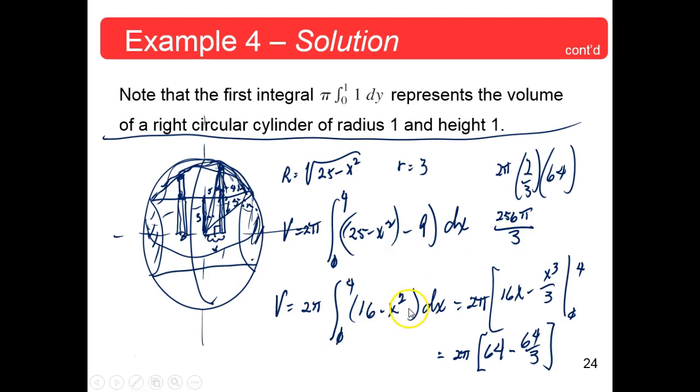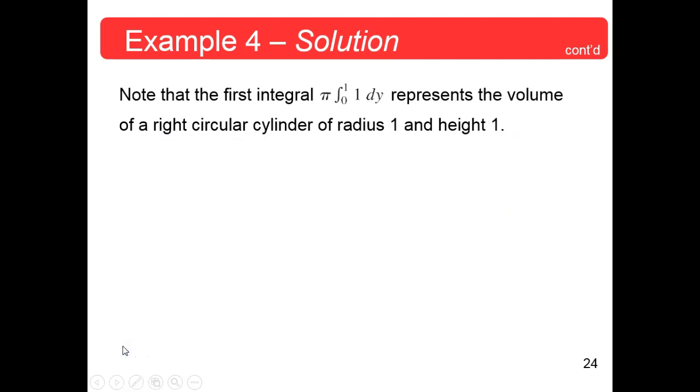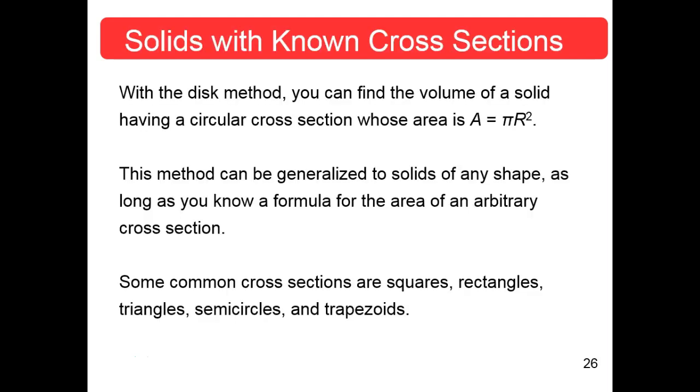Whoa. Let's see. No, that's example 5. They don't have that. So, all right, to erase? Okay. All right, solids with known cross sections. I'm sure I know what this means if I read and figure out what it's about.